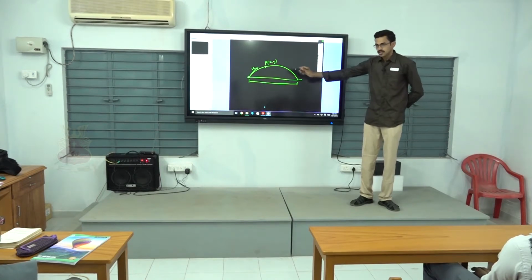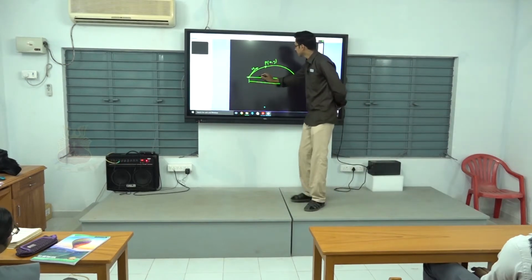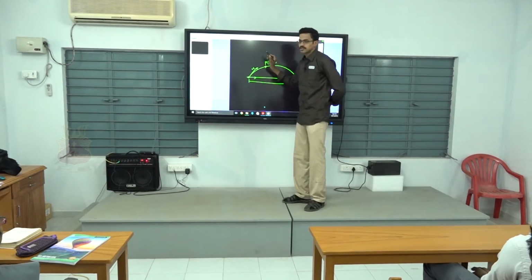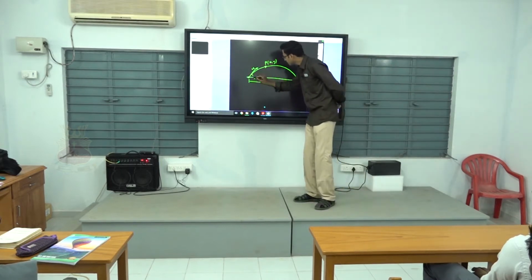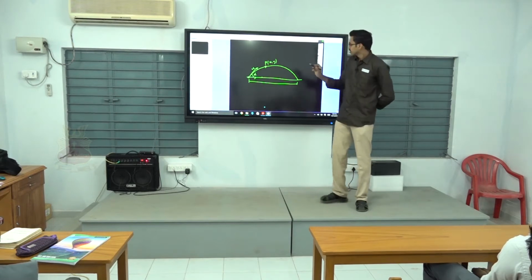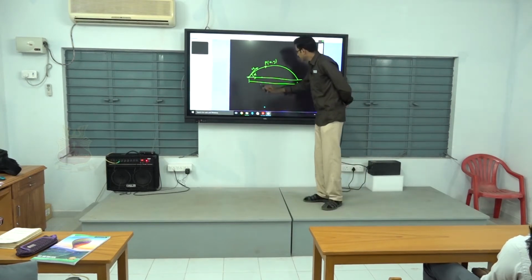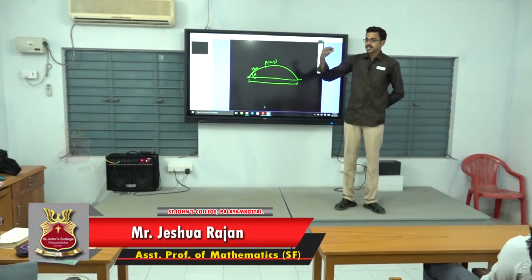the velocity into horizontal and vertical components. What is that horizontal component? u cos alpha, if alpha is the angle of projection. The same idea transfers to the inclined plane.